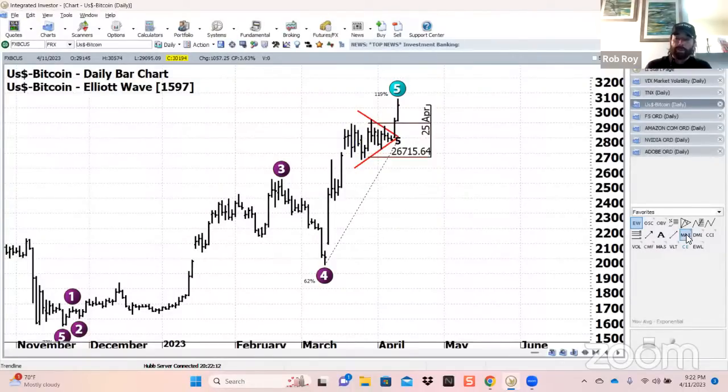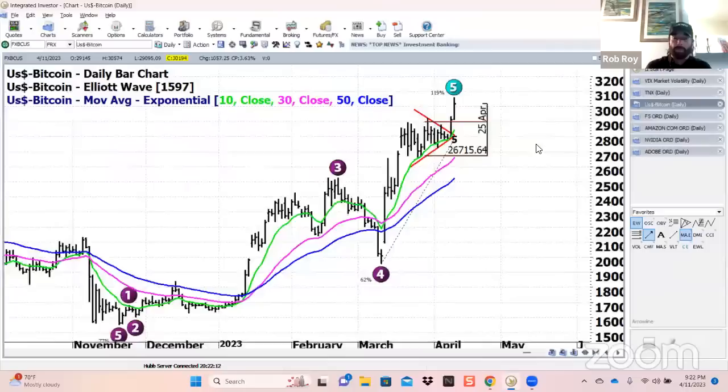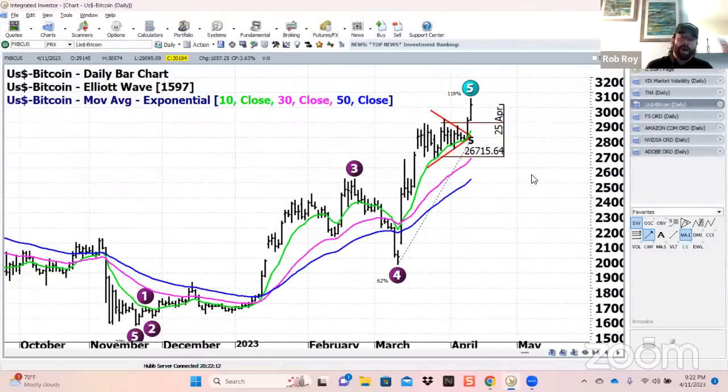So putting on the 10-day moving average, you can see we're a little bit overbought now. There's where the market is and the 10-day moving average. So we're a little bit overbought at this point in time. I think that you pause and you wait and see where Bitcoin can go from here.